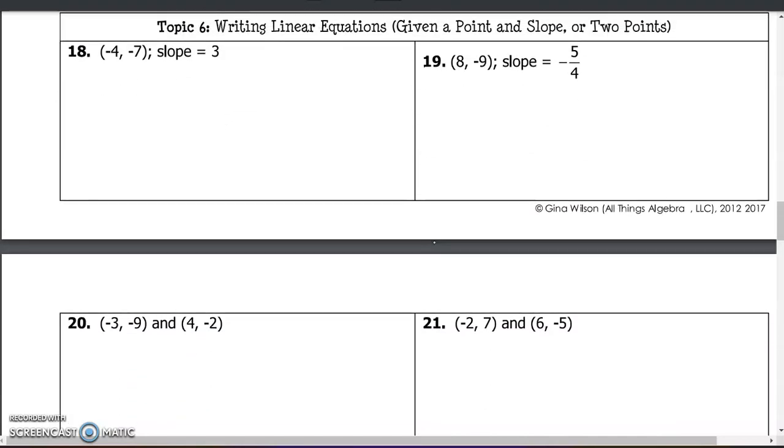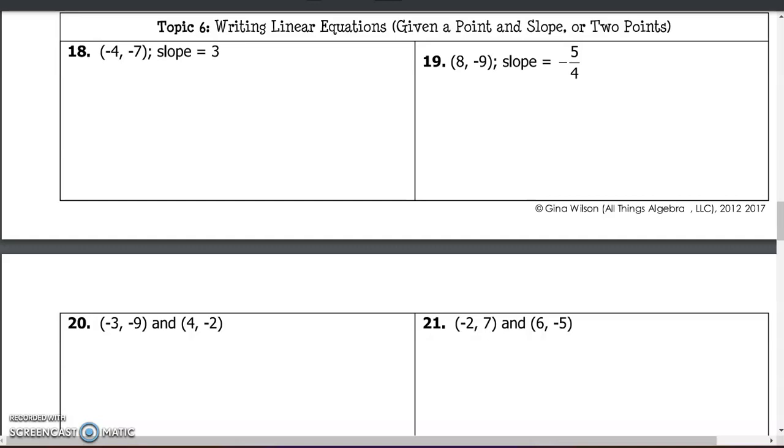All right, so now we're going to be working on writing linear equations given a point and slope or given 2 points. So it kind of depends on the question. So in this case, 18 and 19, they give us a point and a slope. So what that means is, since they give us a point and a slope, we can just plug that straight into our point slope formula.